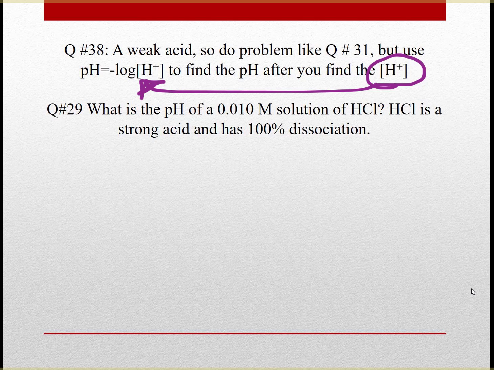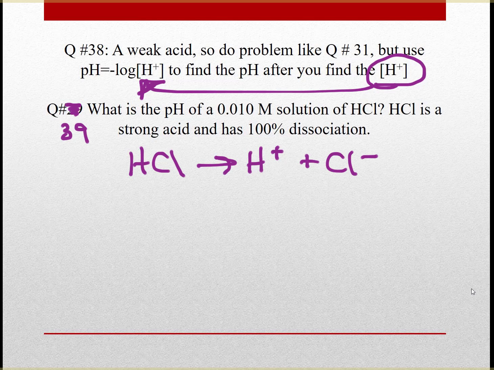Let's now do question number 39. So question number 39, it says, what is the pH of a 0.01 molar solution of hydrochloric acid? And hydrochloric acid is a strong acid. So remember, in strong acids, the reason why they're strong is because there's 100% dissociation. So on this one, at the start, I have a 0.01 concentration, and I don't have any of these. But then as soon as I put this in solution, my end concentration, this will be 0 because it's going to completely split apart. And these are both going to be 0.01.